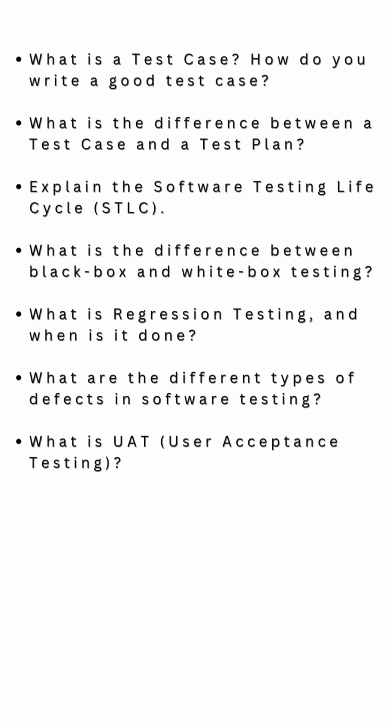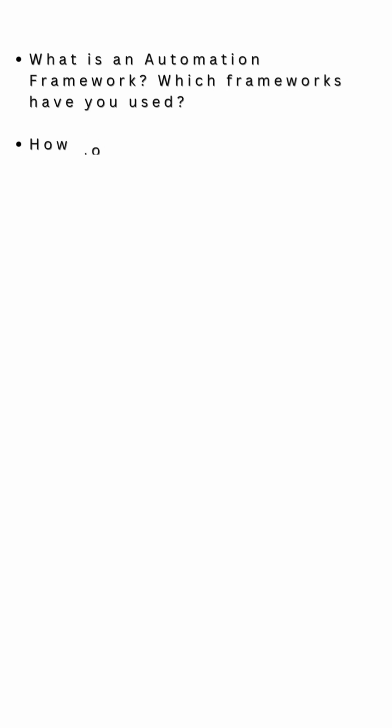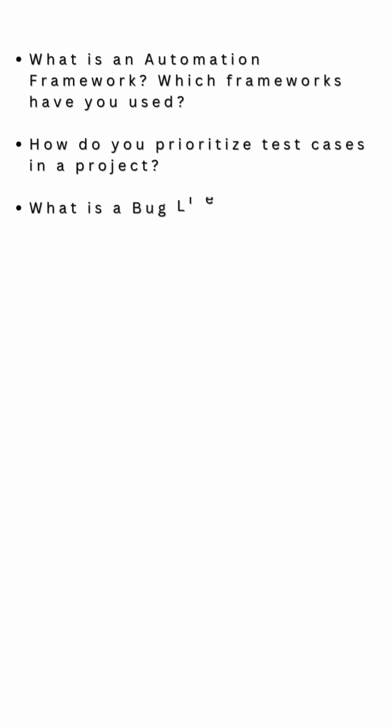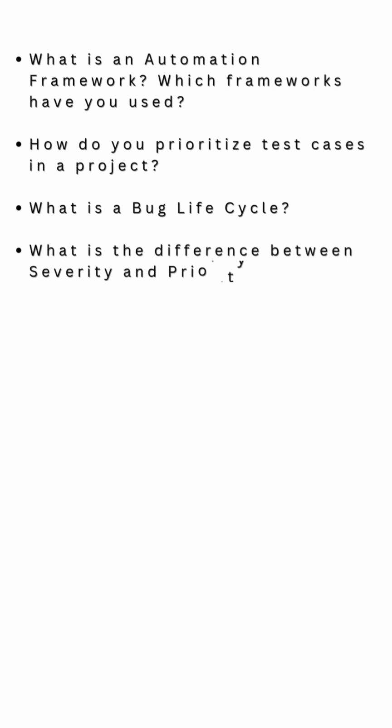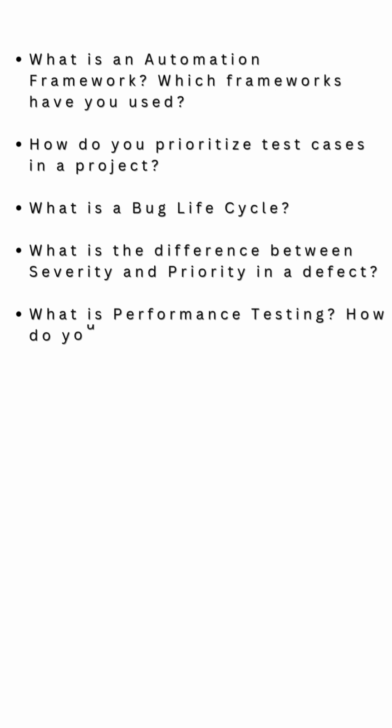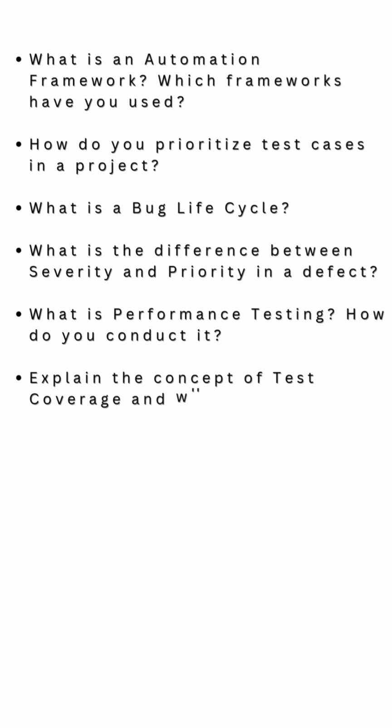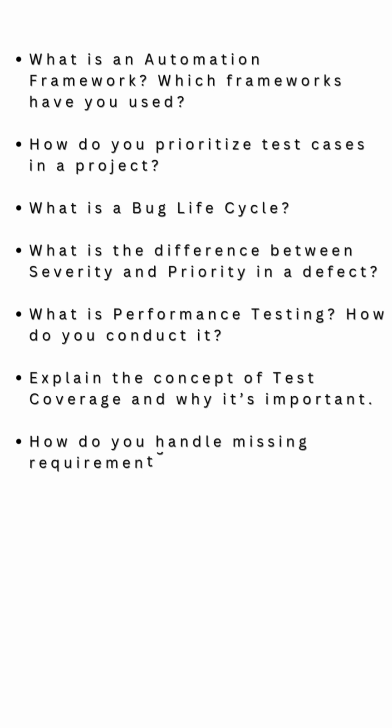Okay. The next one we have is: what is an automation framework, and which framework have you used? An automation framework provides a set of structures for automation tests. For example, it includes Selenium with Java or any other programming language along with a test engine. Next, they may ask: how do you prioritize test cases in a project? You have to answer something like: test cases are usually prioritized based on business impact, critical functionality and the likelihood of failure.